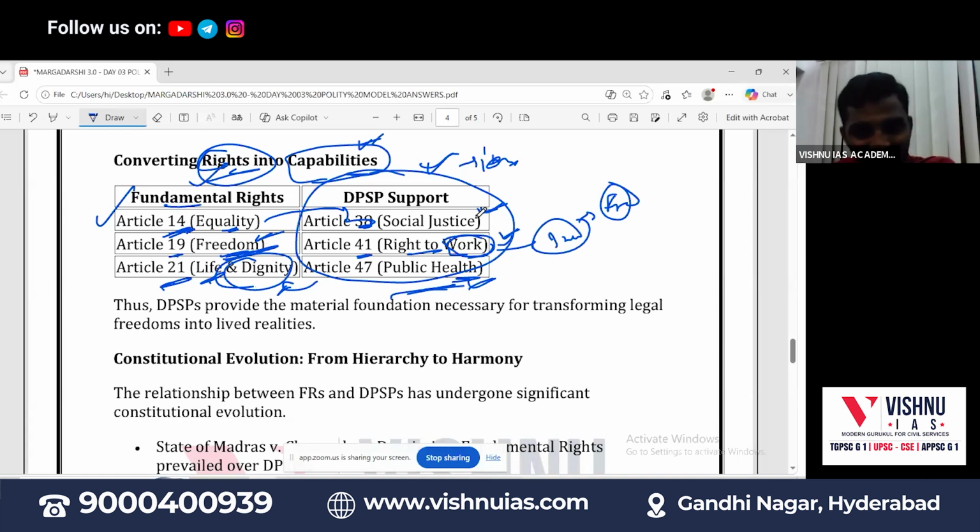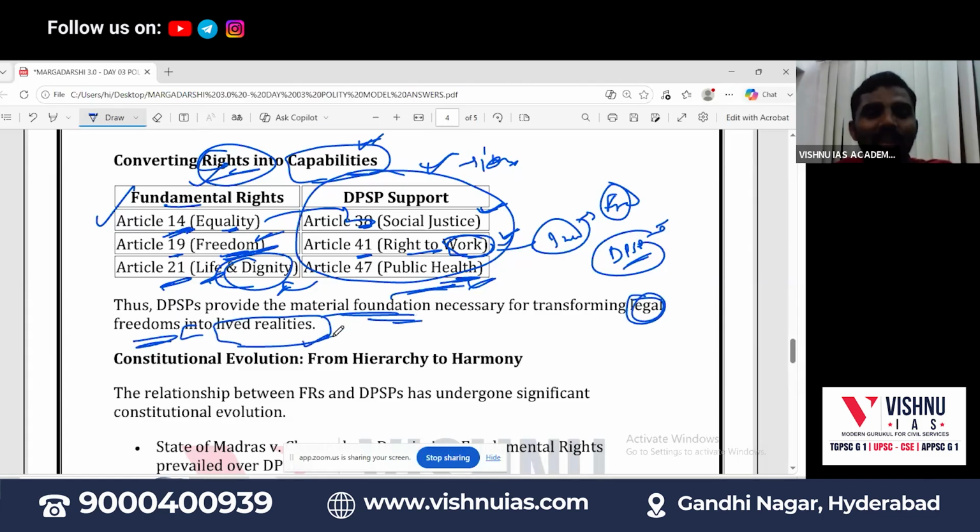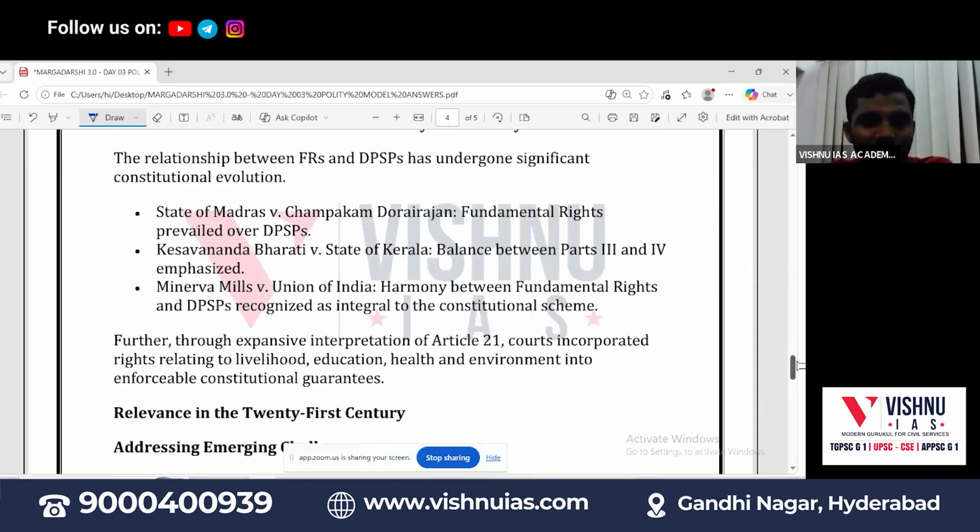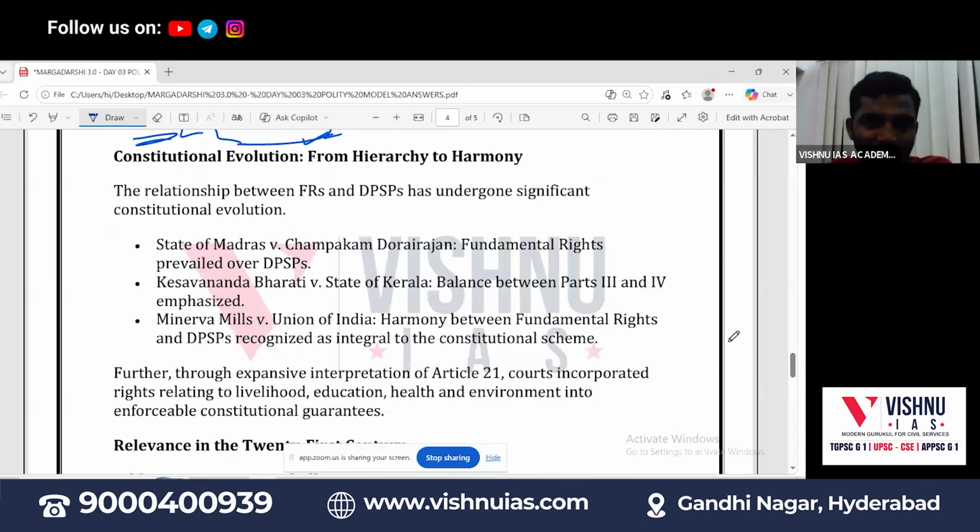First of all, right, life itself, when you don't have the public health infrastructure. So you got the point, right? The core point is simple. DPSPs are also important. You have to just highlight that point. So DPSPs provide the material foundation which is necessary for transforming the legal freedoms which are there in the fundamental rights into the lived realities. So to convert fundamental rights into reality, you need DPSPs. That's the idea.